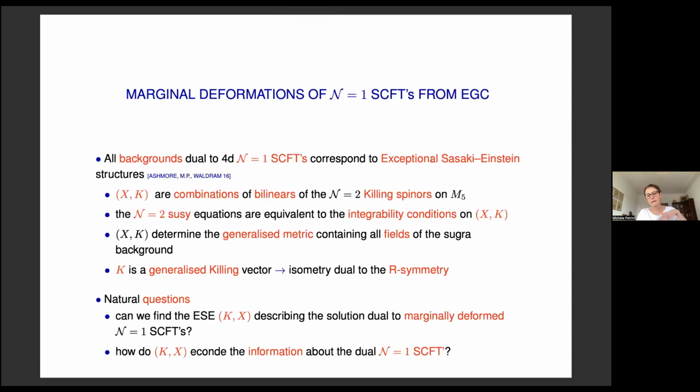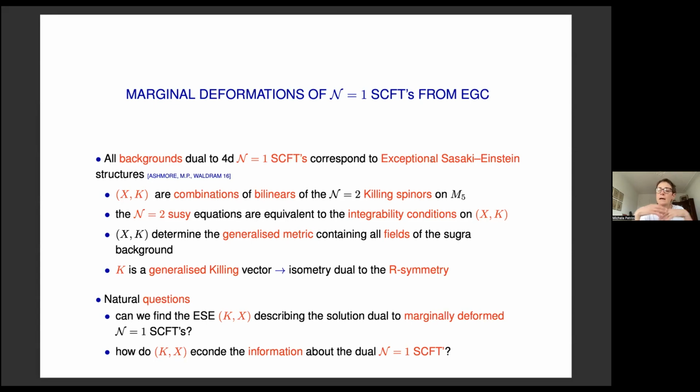So the reason why we go through all this generalization of the SU(2) structure of the Sasaki-Einstein manifold is that we know now that if we want to describe a generic background which is dual to an N=1 SCFT, so backgrounds with extra fluxes, not just the five-form flux of the Sasaki-Einstein, these solutions are all exceptional Sasaki-Einstein.